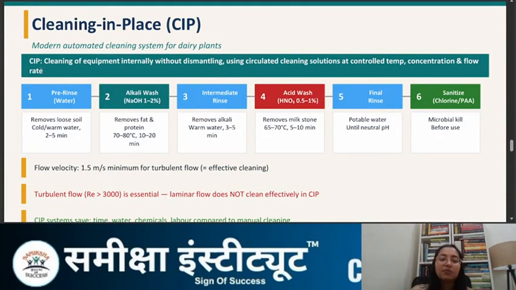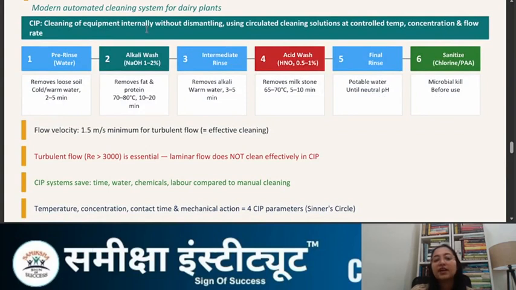Cleaning in place. These are modern automated cleaning systems for dairy plants and it does not require dismantling. It can be used routinely without dismantling, using circulated cleaning solution at controlled temperature, concentration and flow rate. So equipments are cleaned without dismantling them. They are cleaned at their own place and these are the following methods. This is the process through which the cleaning in place is being done.